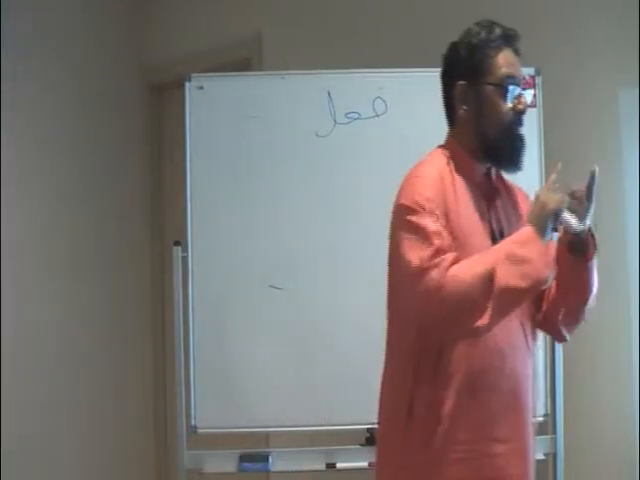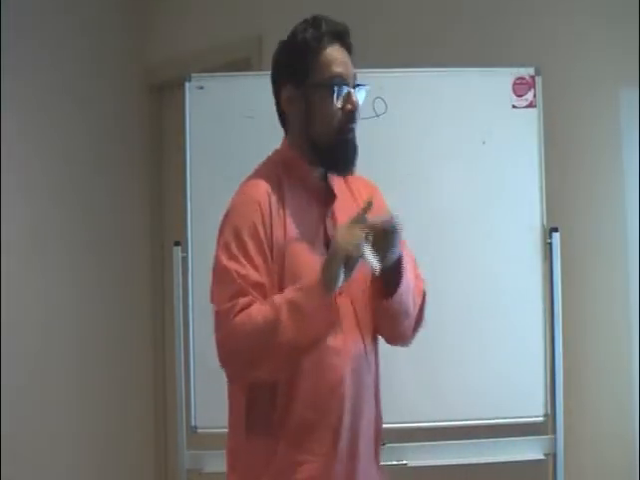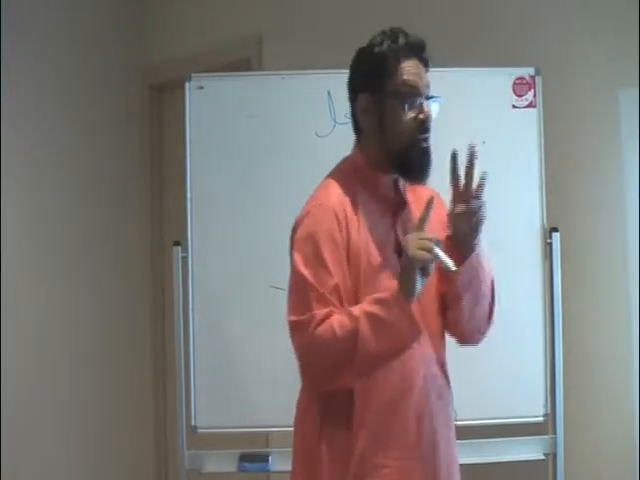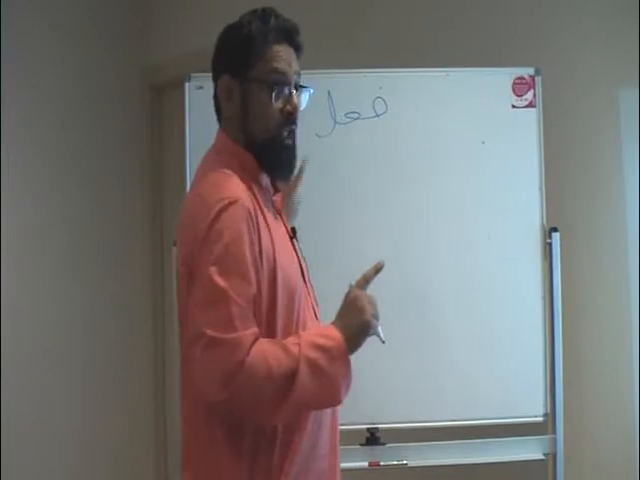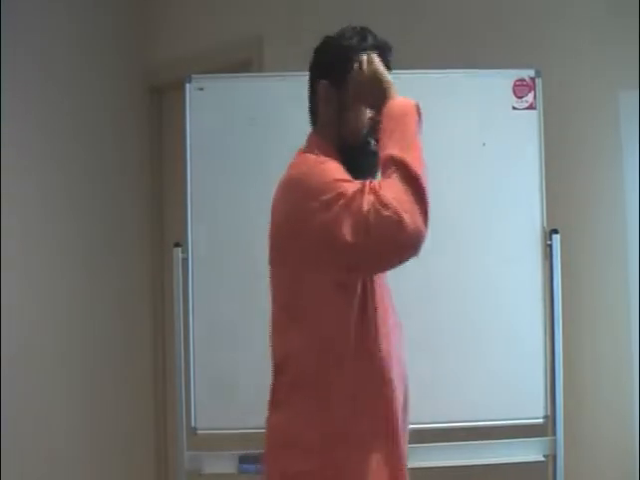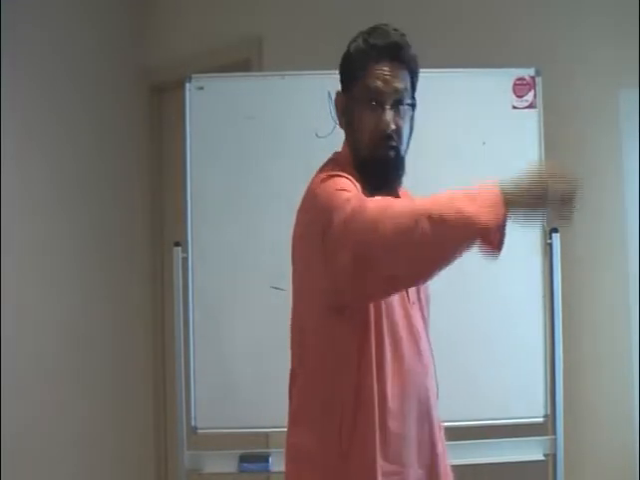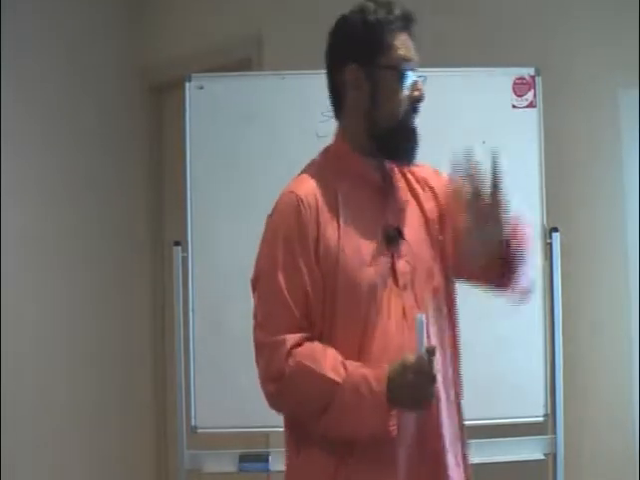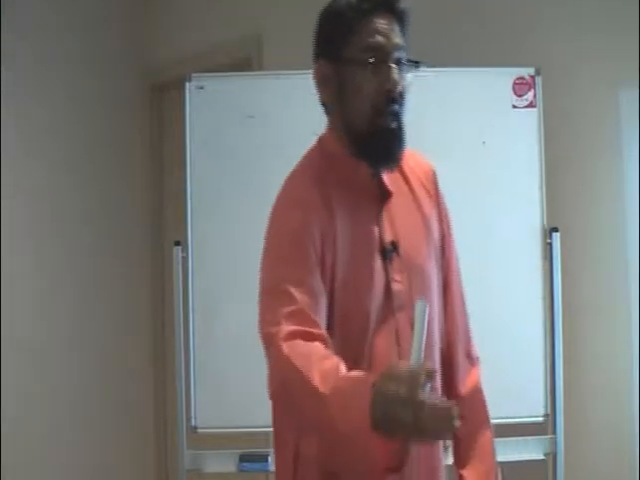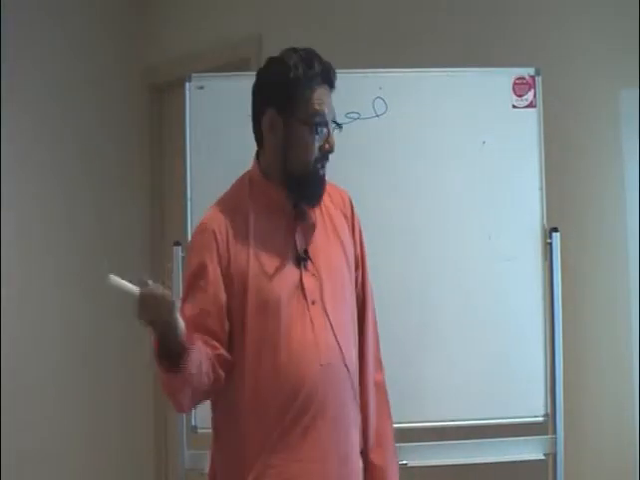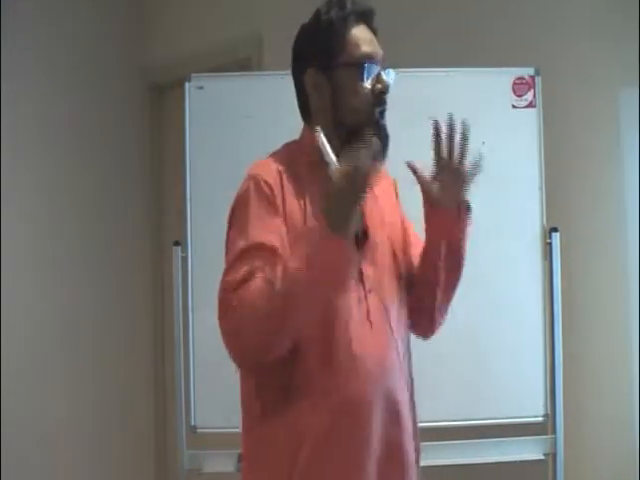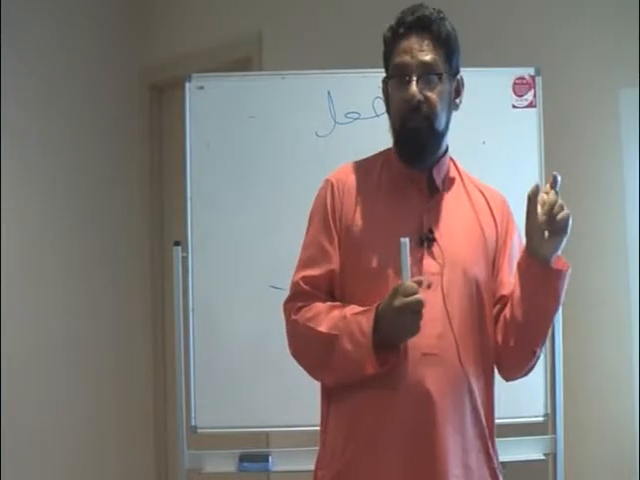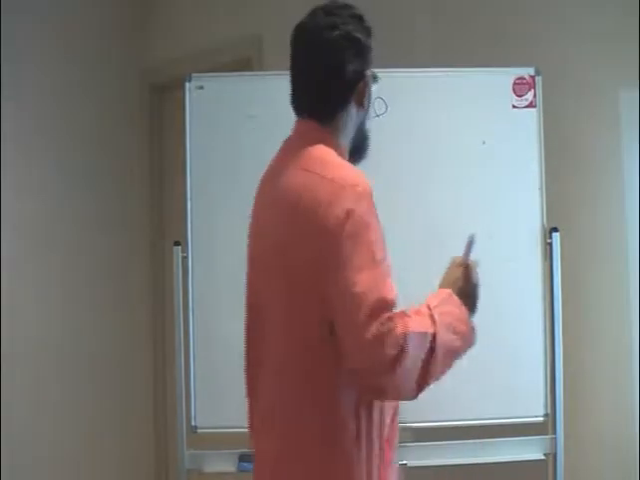Right? Past, madi, present, mudari, and amr, command. So that's how you imagine conjugation in terms of the person, the gender, and then the plurality in three ways: in terms of the past, in terms of the present, and in terms of the command. So you can imagine there's quite a lot, and each one has a distinct verb conjugation.